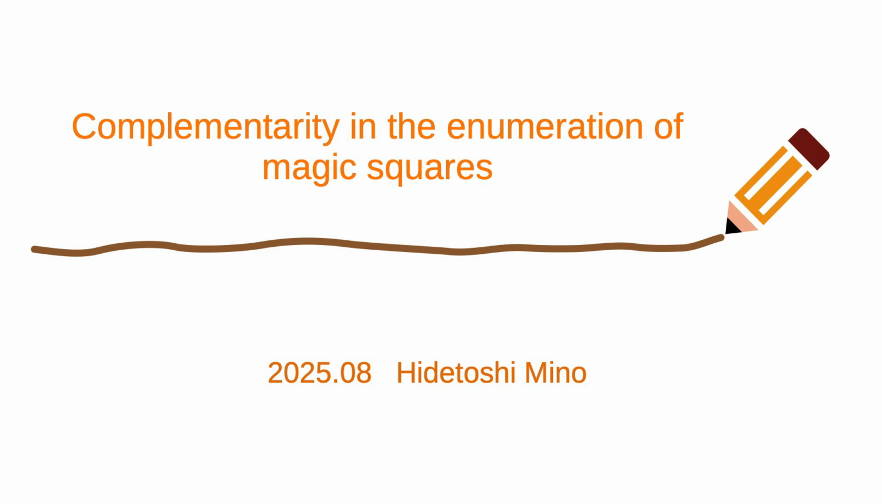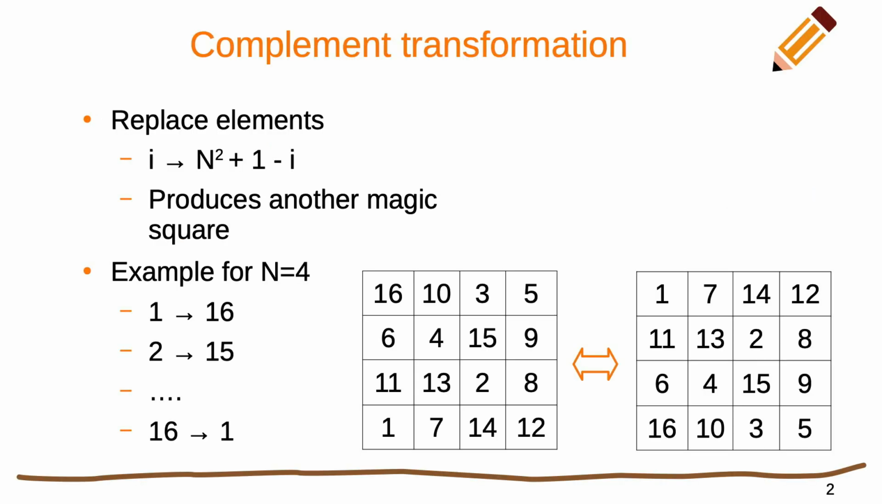This video presents a method to reduce the computational effort in magic square enumeration by approximately half using the concept of complementarity in magic squares. The complement of a magic square of order n is obtained by replacing each element I with n squared plus 1 minus I. The result is guaranteed to be a magic square.